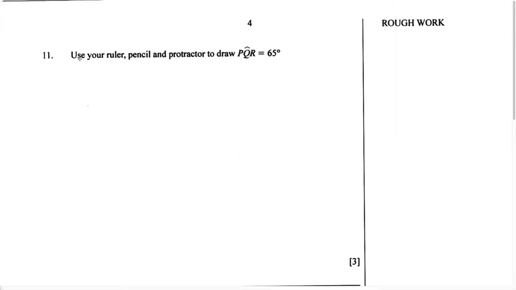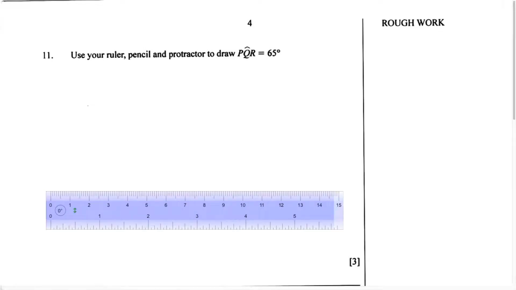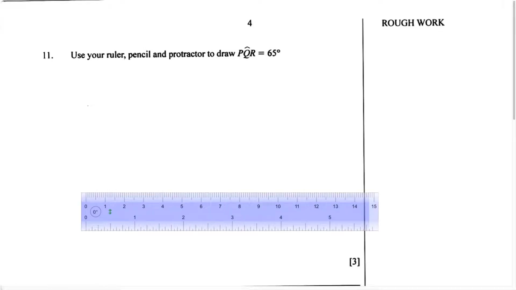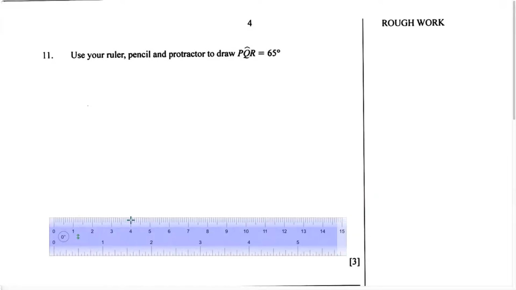Number 11 says, use your ruler, pencil, and protractor to draw angle PQR equals 65 degrees. And we know Q is going to be the angle because it is in the middle. So angle Q equals 65 degrees. Now let's pull out our ruler, our pencil, and our protractor. Okay, now that we have our tools, we're going to draw a line and label it QR. Because they don't provide us the length of the line, we can draw the line to any length we choose.